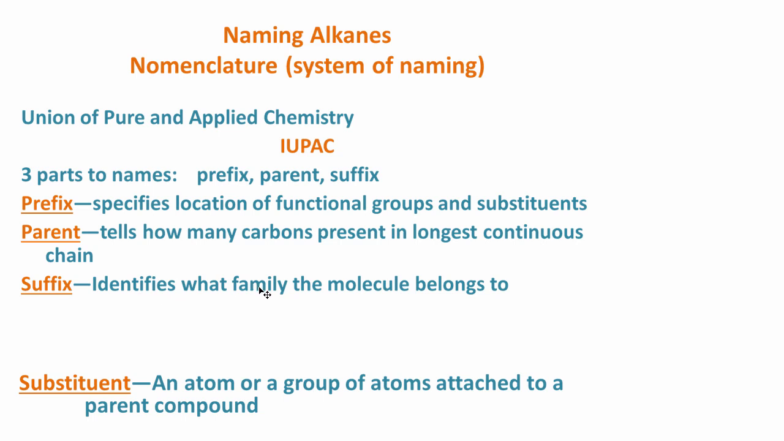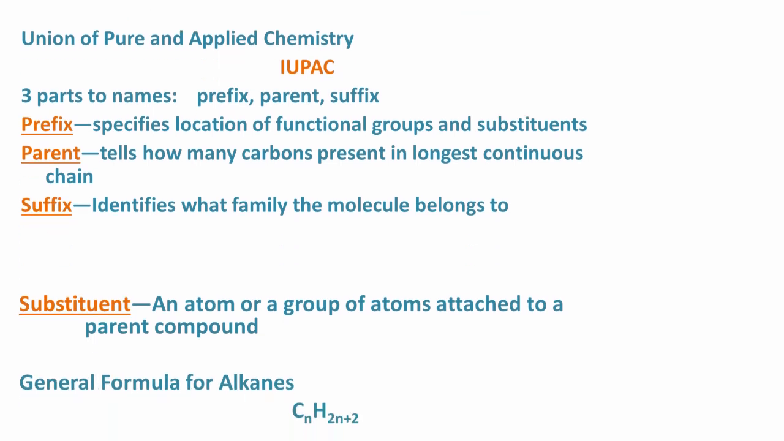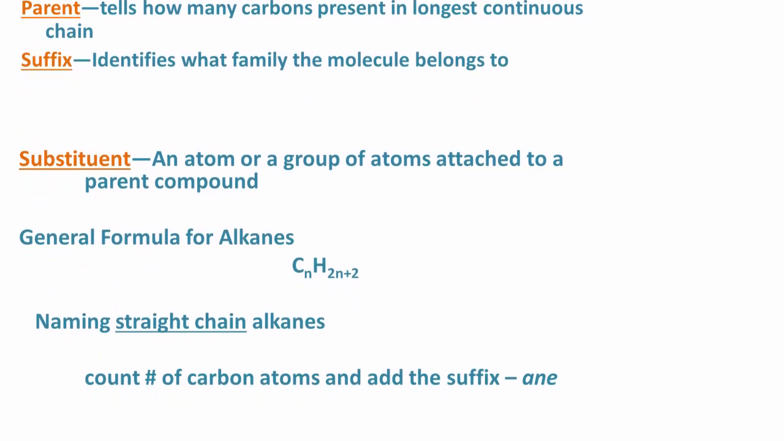So for example, in this chapter for alkanes, the suffix is ane. In the next chapter, we're going to be talking about alkenes, so the suffix would be ene. So let's define what a substituent is. It's an atom or group of atoms that are attached to a carbon on the parent compound.